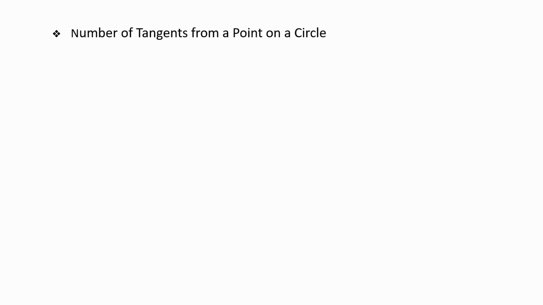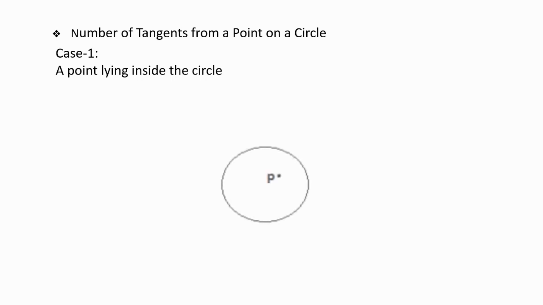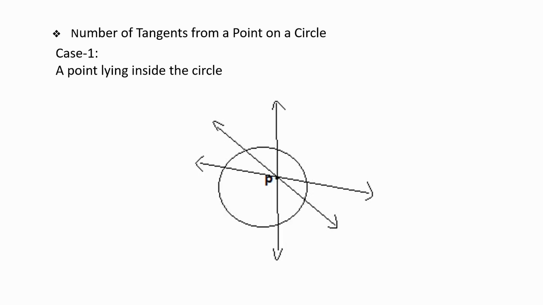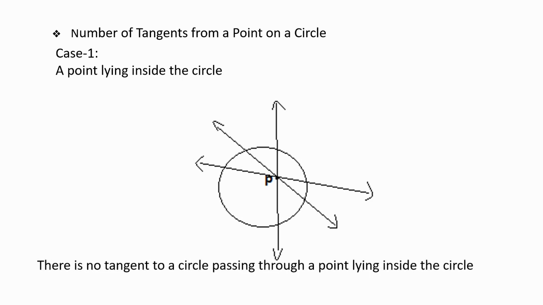Number of tangents from a point to a circle. Case 1. A point lying inside the circle. Point P lies inside the circle. If we try drawing a tangent line passing through point P, that line will intersect the circle at 2 points. Hence, there is no tangent to a circle passing through a point lying inside the circle.